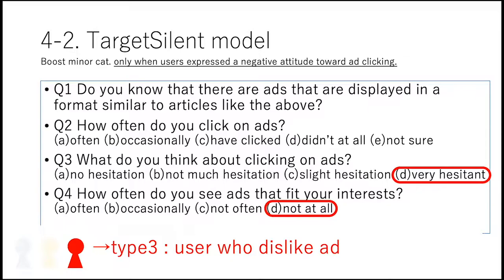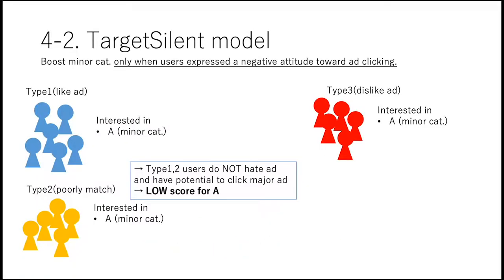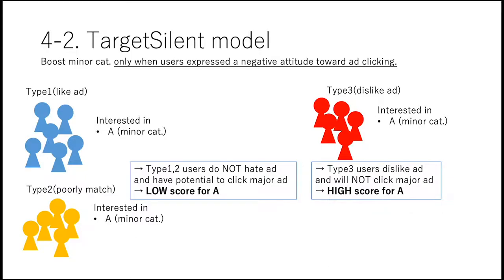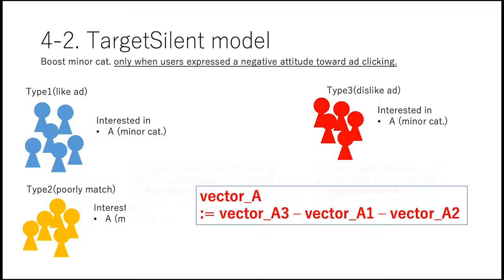We group type 1 and type 2 users. These users have potential to click major ads, so we want to calculate a low score for A for user type 1 and type 2. On the other side, type 3 users will not click major ads, so we want to try to deliver minor category ads to the type 3 users. So we want to calculate a high score for type 3 users. To realize the scoring, we calculate the vector A as vector A for type 3 minus vector A for type 1 minus vector A for type 2. This vector can produce a high score only for type 3 users.